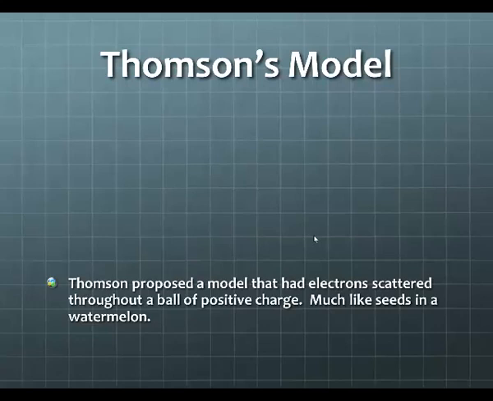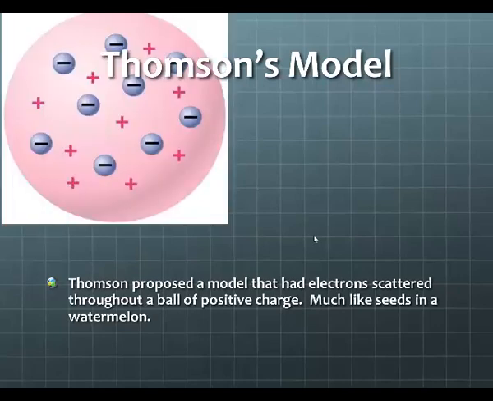Thomson proposed a model that had electrons scattered throughout a ball of positive charge. And he thought of it as being much like the seeds in a watermelon. So here's a picture of his model that he designed. We've got a ball that is mostly positive charged with a whole bunch of small negative charged particles floating around in it.